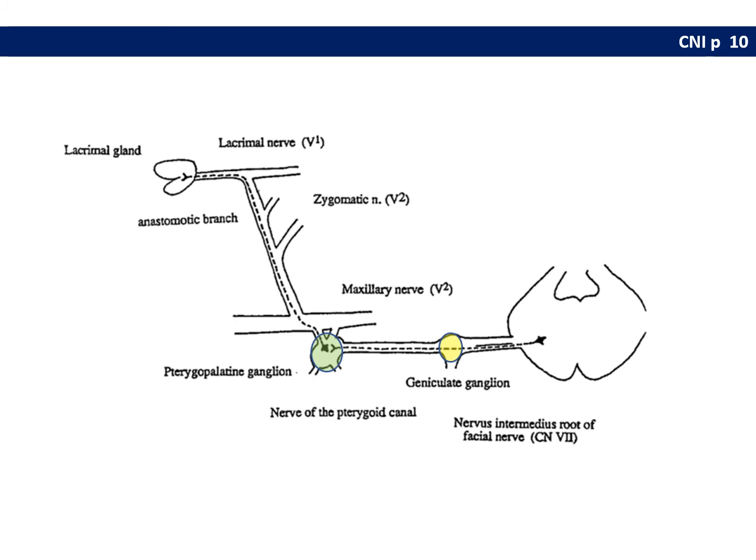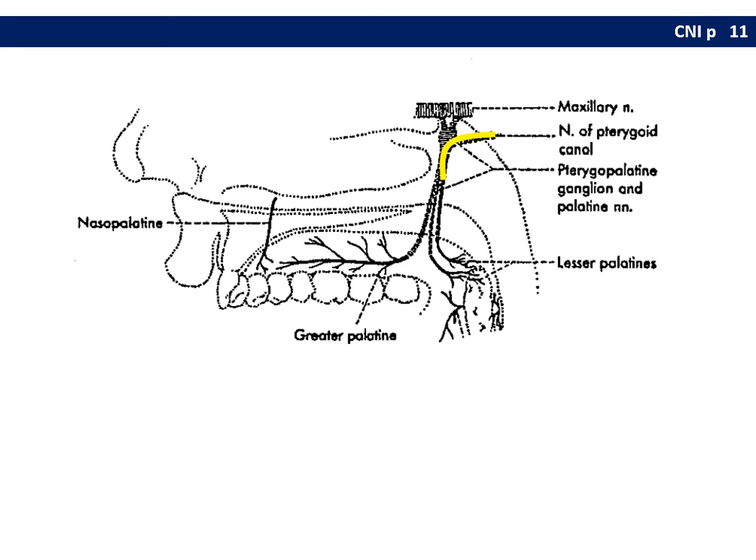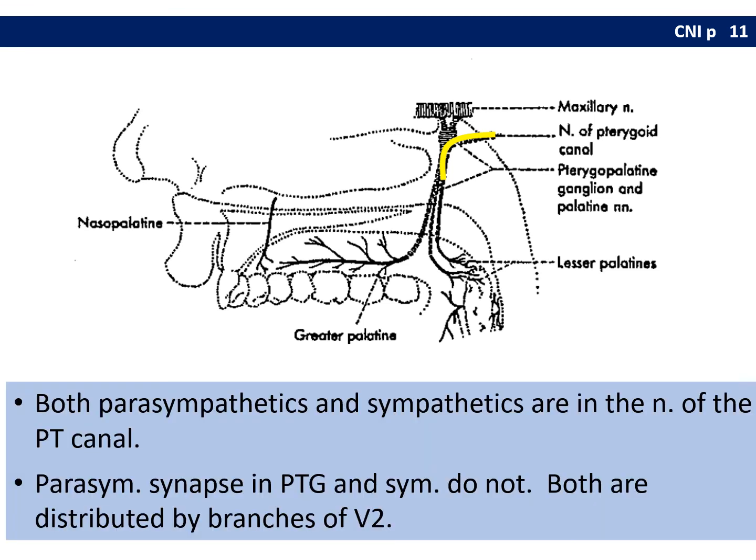And that's the same thing that I just told you. Okay, nerve of the pterygoid canal. Again, both sympathetics and parasympathetics are in the nerve of the pterygoid canal. Parasympathetics synapse in the pterygopalatine ganglia, but the sympathetics do not. Both then get distributed by branches of V2, which is the maxillary division of the trigeminal nerve.